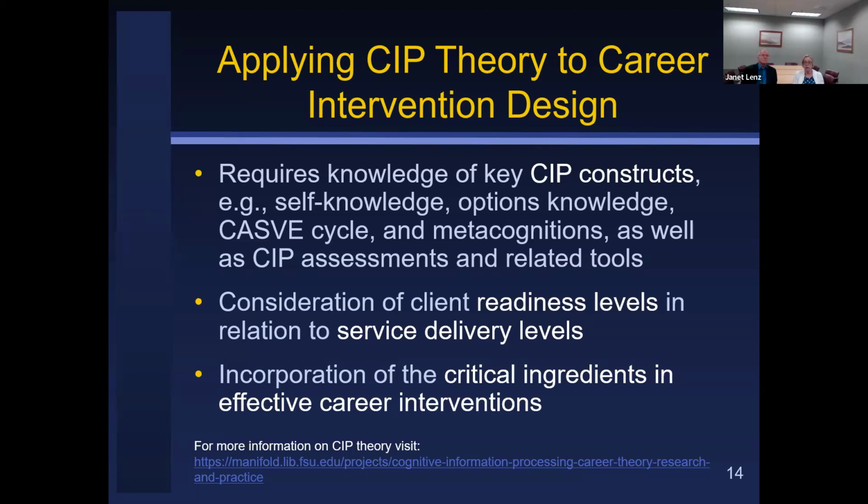So in CIP theory, for instance, we use a model that includes the following items up there in the first bullet. And the CASVE cycle is one type of decision-making model. As part of our mission, we could say we want to improve students' knowledge of the career decision-making process, so they understand its components. Or, for instance, how they're thinking about their career decisions. The term we use for that is metacognitions. So we can design an intervention that impacts those items that make up core elements of CIP theory.